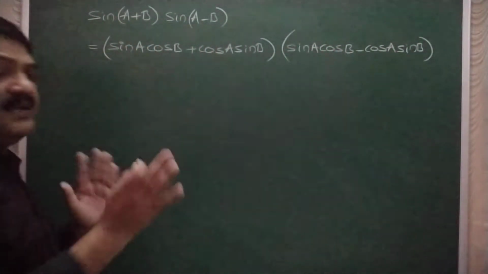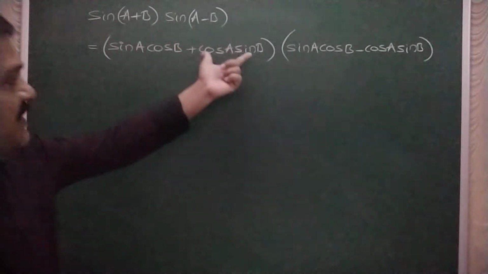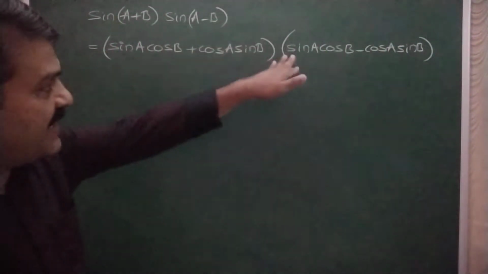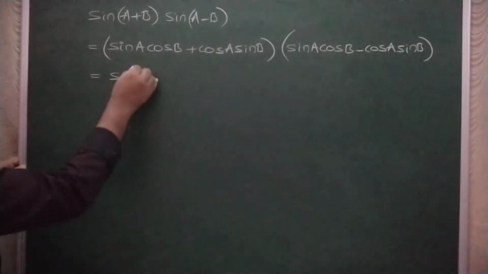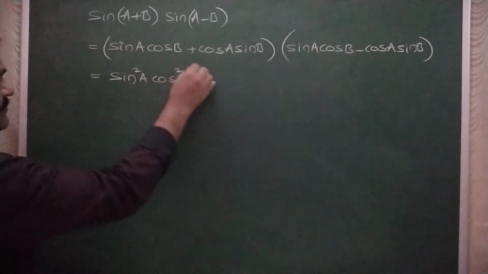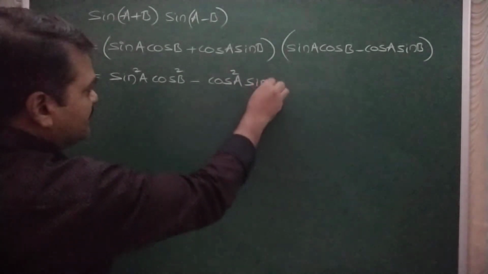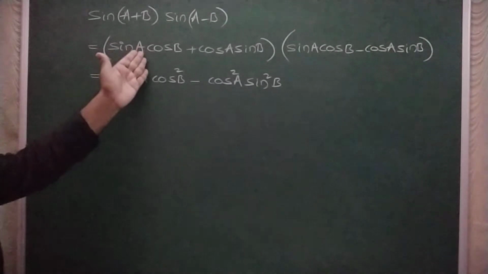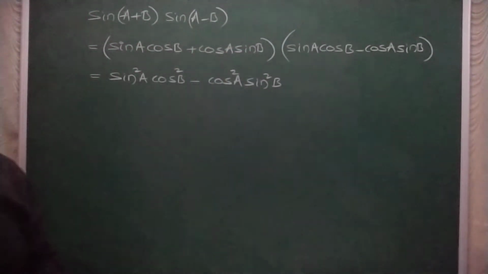So if you multiply these two, clearly you can see this is A plus B into A minus B form. So therefore we can write this as (sin A cos B) whole square minus (cos A sin B) whole square, which we can write like this also.